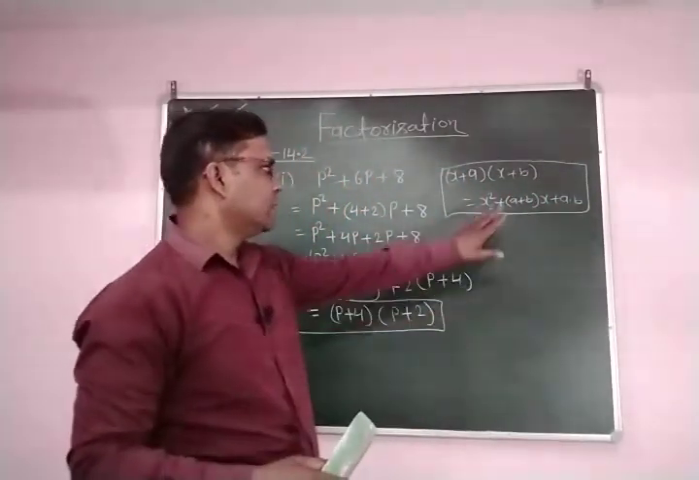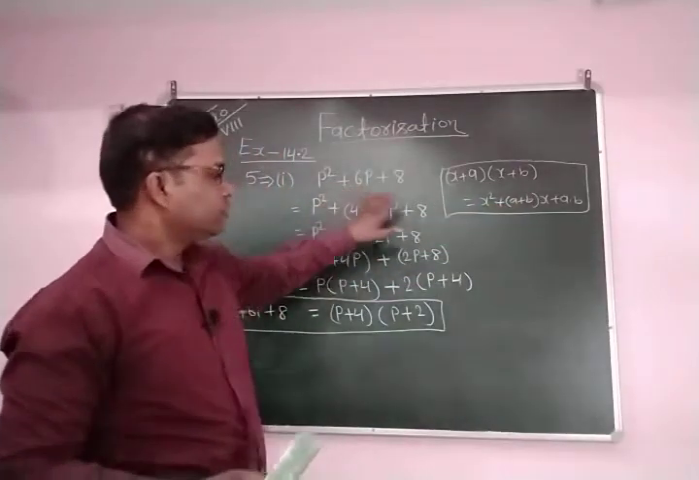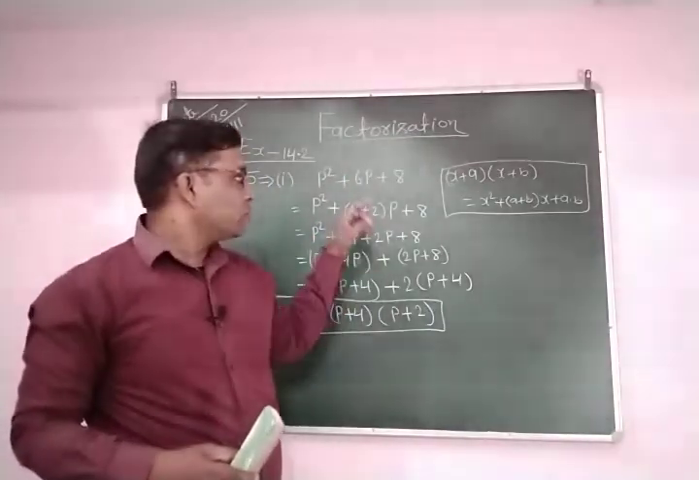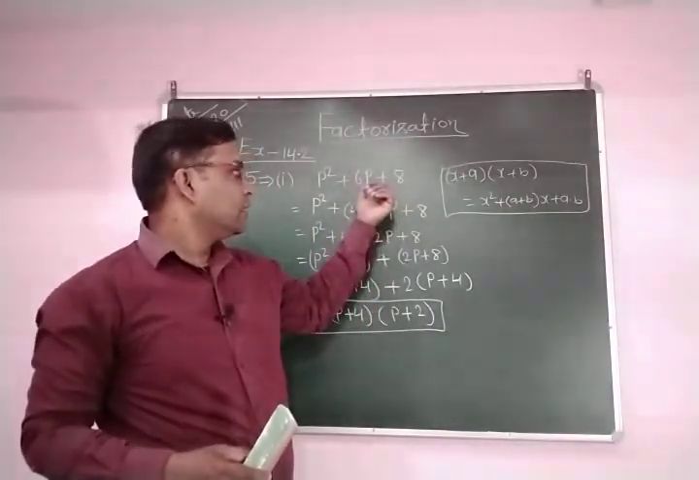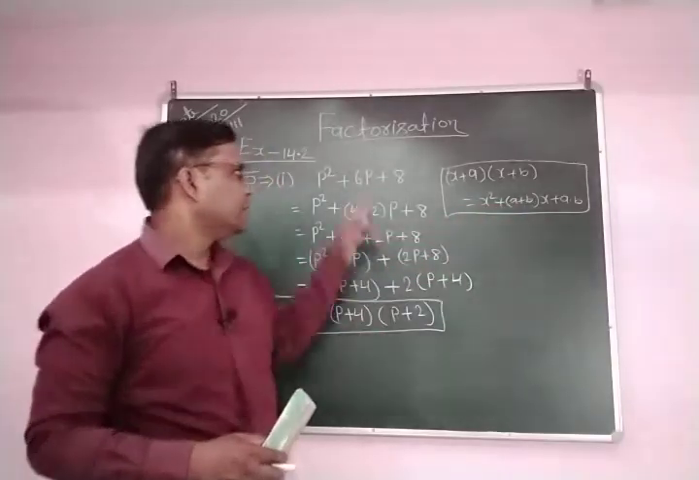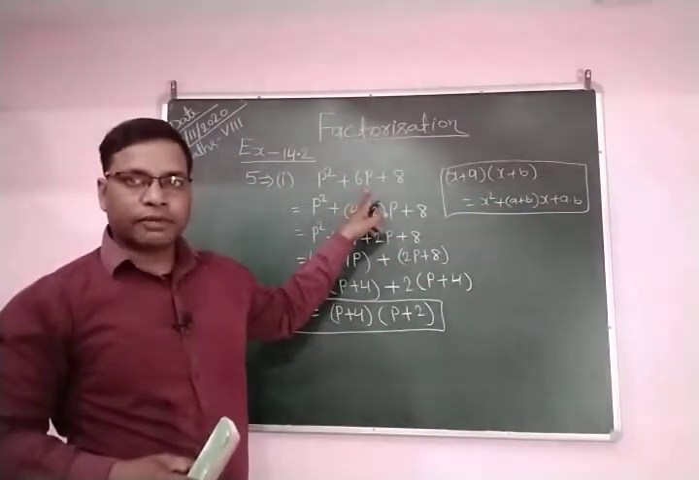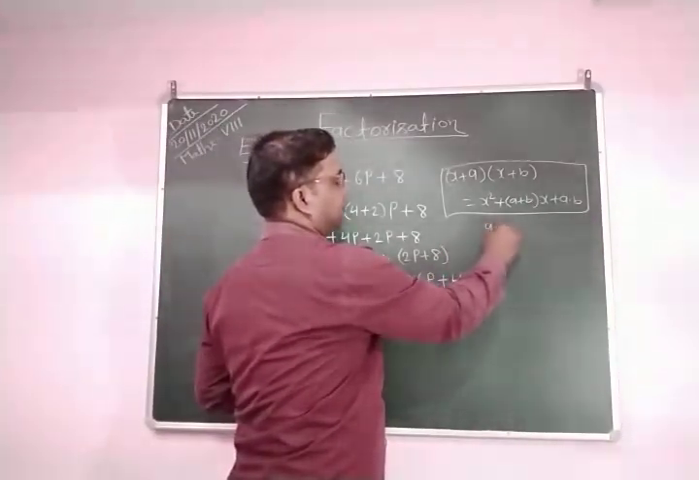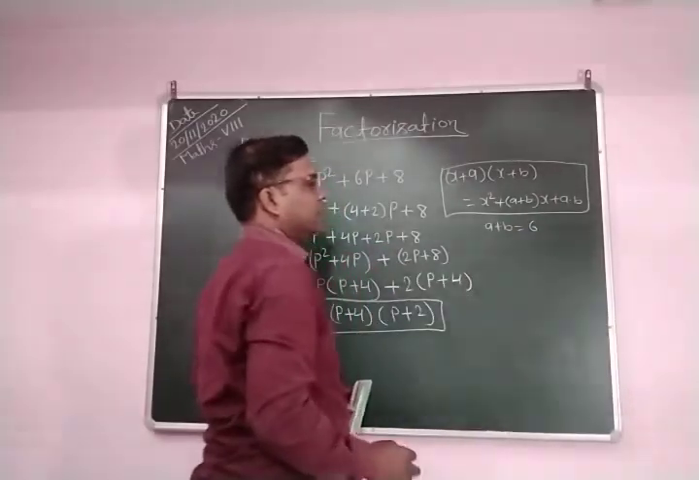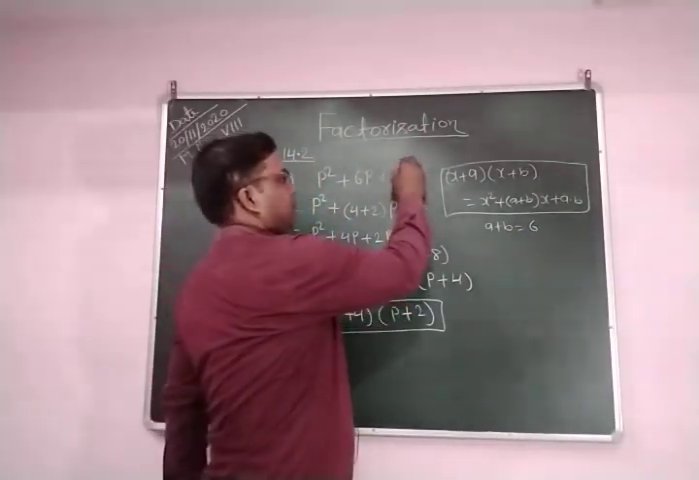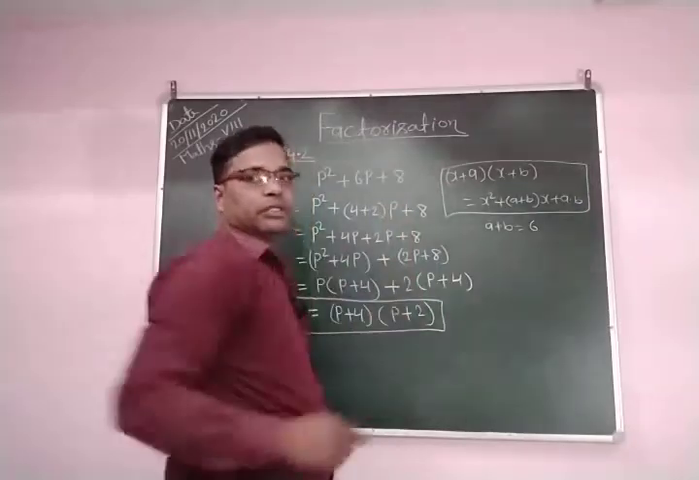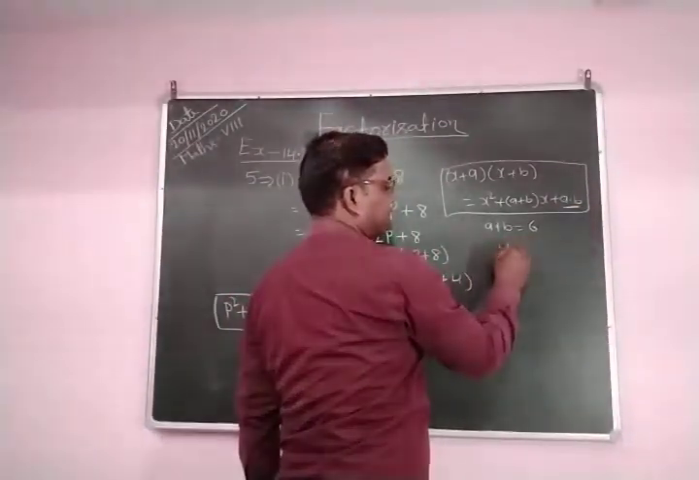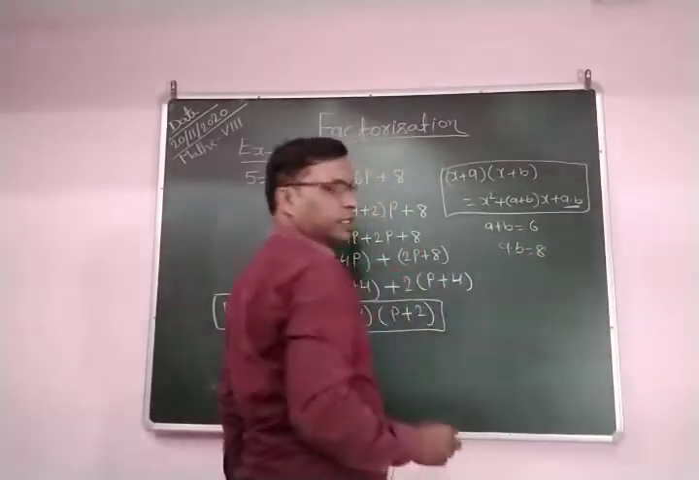So if you compare this identity with the given expression, here the variable is x, and in the given expression the variable is p. The coefficient of the variable x is a plus b, and the coefficient of p is 6. So we can write a plus b is equal to 6. Clear? And this is the constant term of the given expression. Here the constant term is a into b, so you can write a into b is equal to 8. Clear?